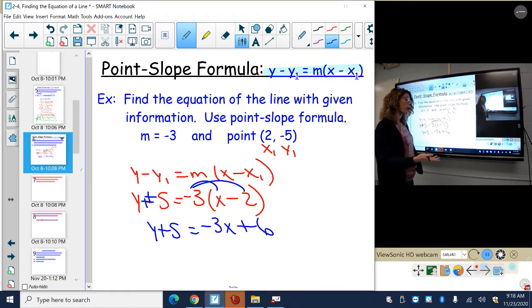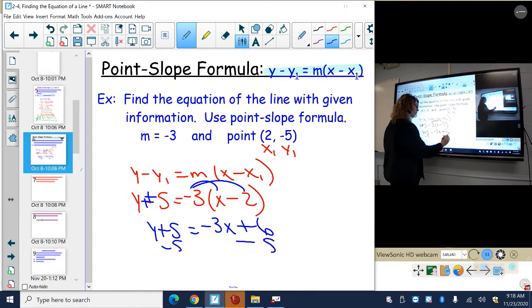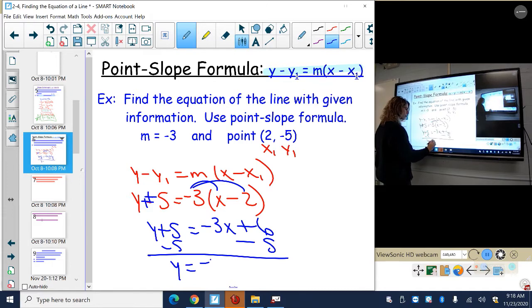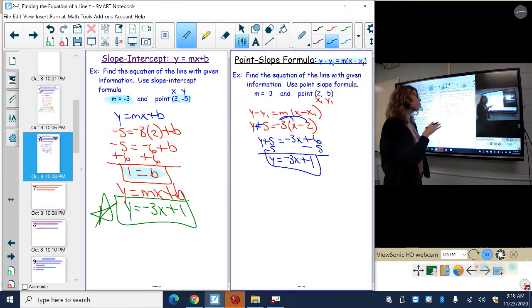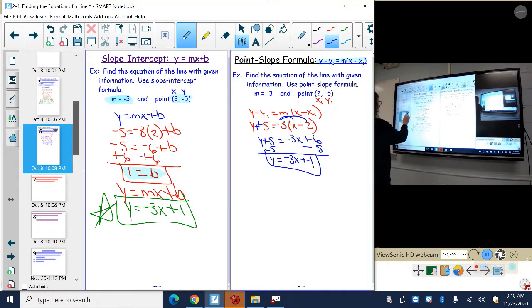And then it says to solve for y. So I'm going to subtract 5. And I have y is equal to -3x plus 1. So what we've done here, folks, is the exact same problem and got the exact same answer. And it's just going to be really dependent upon what your brain likes to utilize and which formula is easier for you. Okay, so let's keep on going.